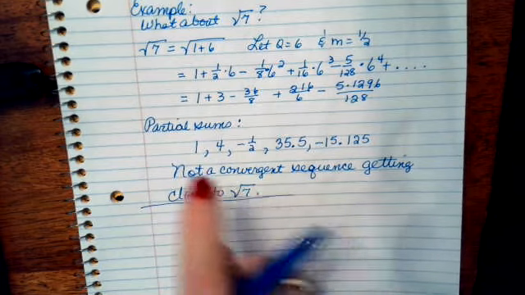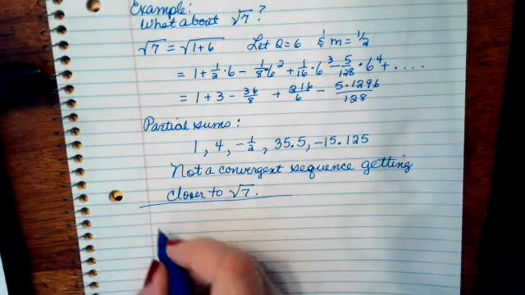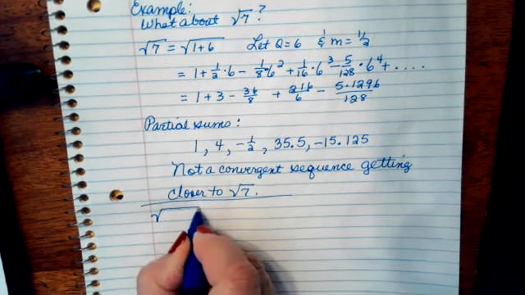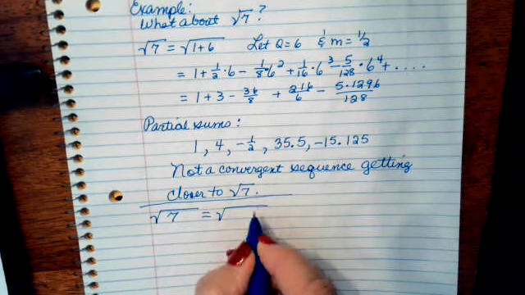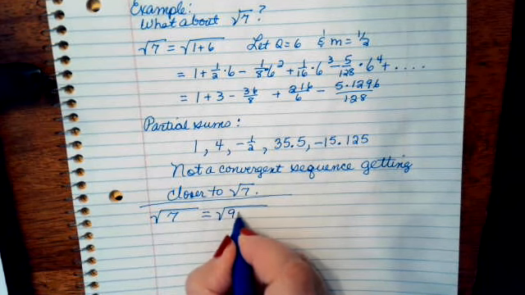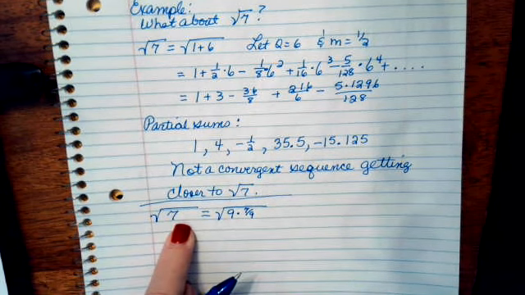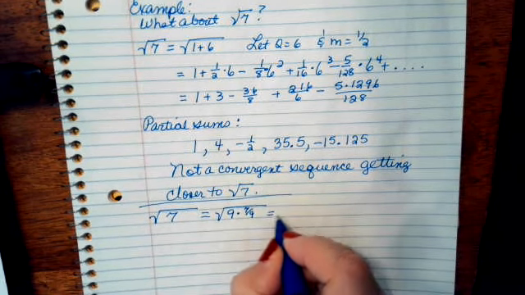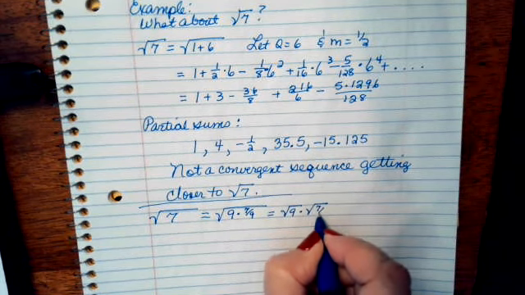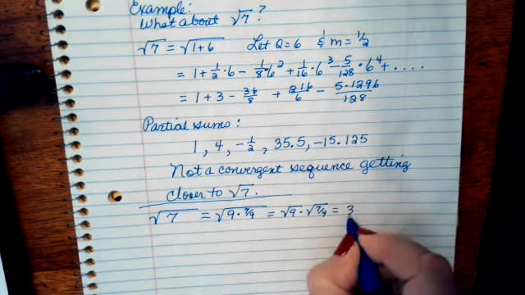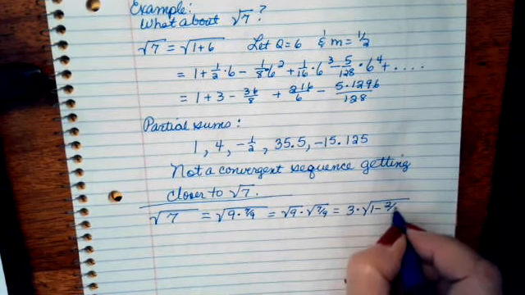All right, so Newton said we need to use a little bit of a trick here. I'm going to take the square root of 7, and I'm going to rewrite that as the square root of 9 times 7 ninths. 9 times 7 ninths is the same thing as 7. And this is the same thing as the square root of 9 times the square root of 7 ninths, which is 3 times the square root of 1 minus 2 ninths.